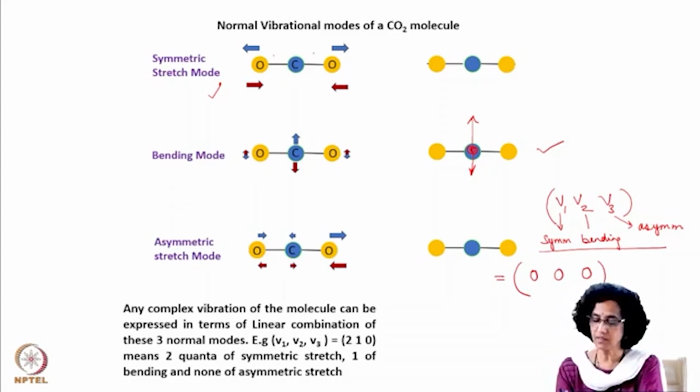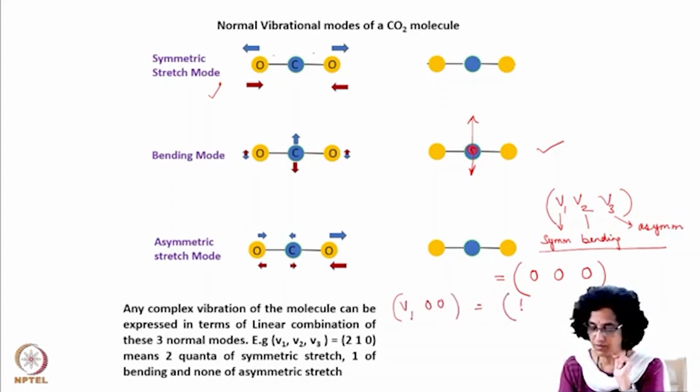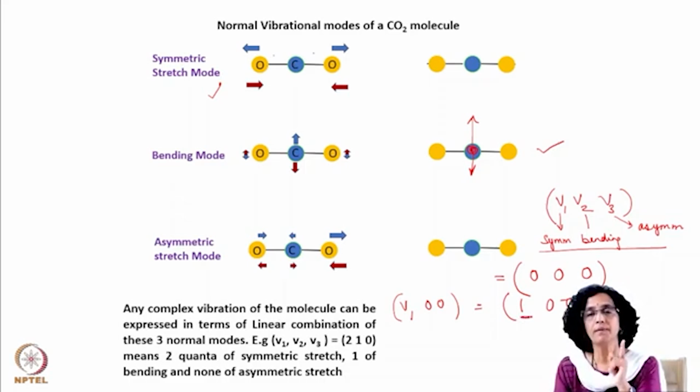Now suppose the CO2 molecule has one symmetric stretch. So in that case, it can be written as, when it is one symmetric stretch, that means V1 and 0, 0, because the other two are not there. So it is 1, 0, 0. So it has one quantum of energy for the symmetric stretch.